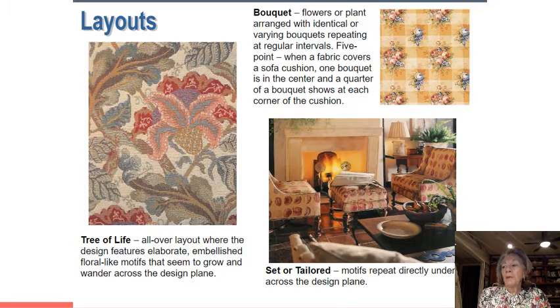We have a bouquet layout on the upper right, where flowers or plants are arranged with identical or varying bouquets that repeat at regular intervals. And there's that term again, repeat. It's also called a 5-point when a fabric covers a sofa cushion, where we have one bouquet in the center and then part of a bouquet that shows in each of the 4 corners of the cushion. And that's where repeat comes into play.